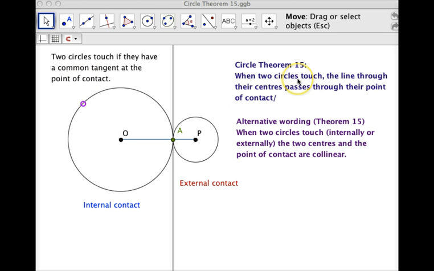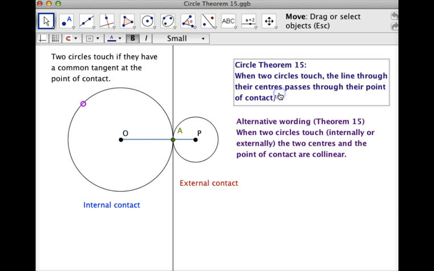Now the theorem is circle theorem number 15. So if two circles touch, you should be able to draw a tangent between the two circles. And that tangent will be a common tangent. It'll be the tangent for both the big circle and the little one. Now, don't worry about this internal, external contact yet. Circle theorem 15 is when two circles touch, the line through their centres passes through their point of contact.